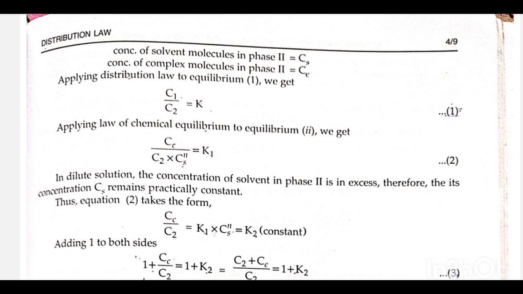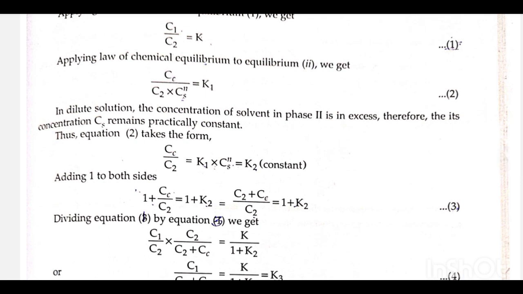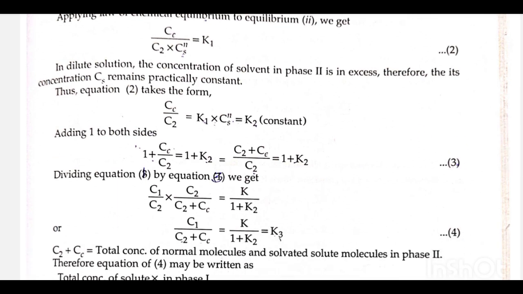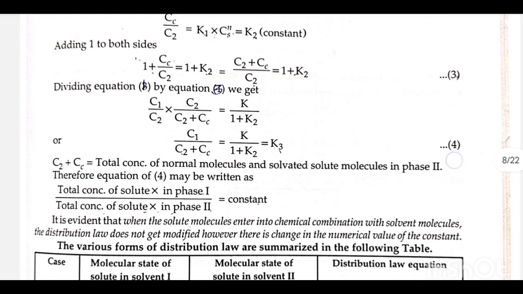Applying distribution law to equilibrium 1, we get C1 by C2 is equal to K. Applying law of chemical equilibrium to equilibrium 2, we get Cc upon C2 into Cs whole power n is equal to K1. In dilute solution, the concentration of solvent in phase 2 is in excess, therefore its concentration Cs remains practically constant. Thus equation 2 takes the form Cc by C2 is equal to K1 into Cs to the power n, which is equal to K2, constant. Adding 1 to both sides, 1 plus Cc by C2 is equal to 1 plus K2, so C2 plus Cc upon C2 is equal to 1 plus K2.